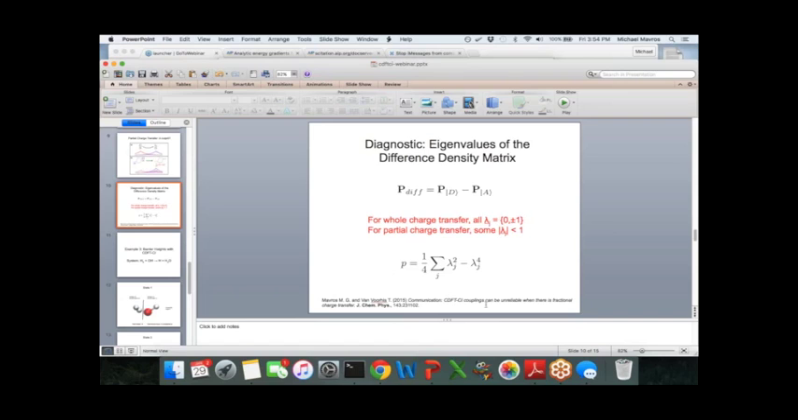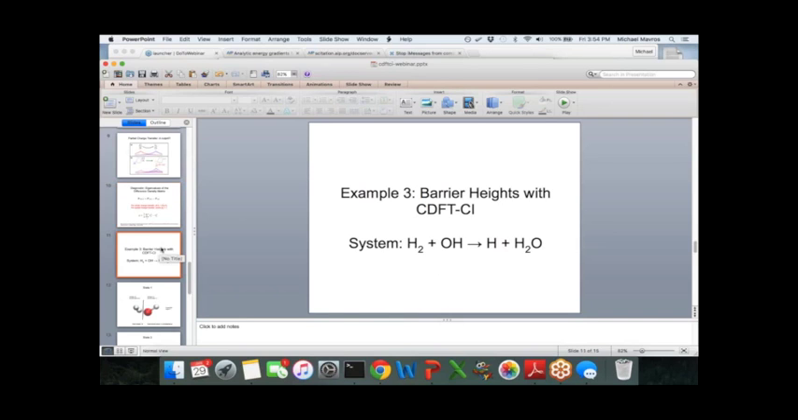We talk about this problem in this communication that came out recently, if anybody's interested in learning more about it. Okay. So the third example that I want to move on to is computing barrier heights with CDFT-CI, the very last thing that Troy talked about.